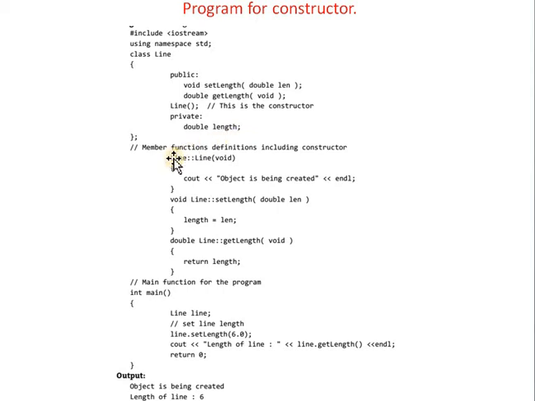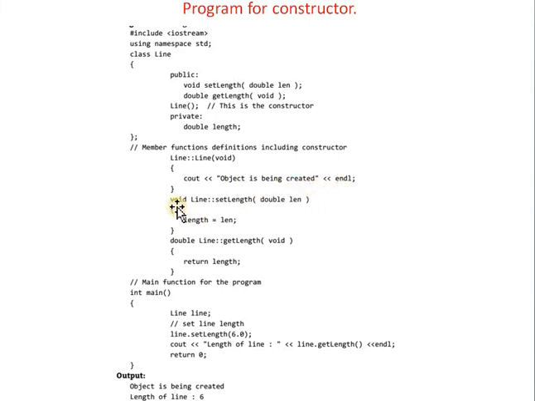Then the member function definitions and constructors are written. The constructor definition is written here. How to call the constructor outside of the class? First, we want to write the name of the class. Then, after the name of the class, there is a scope resolution operator. After the scope resolution operator, there is the constructor name, and in these curly braces there is a body for the constructor. Here when we call the constructor, the message will display: object is being created.